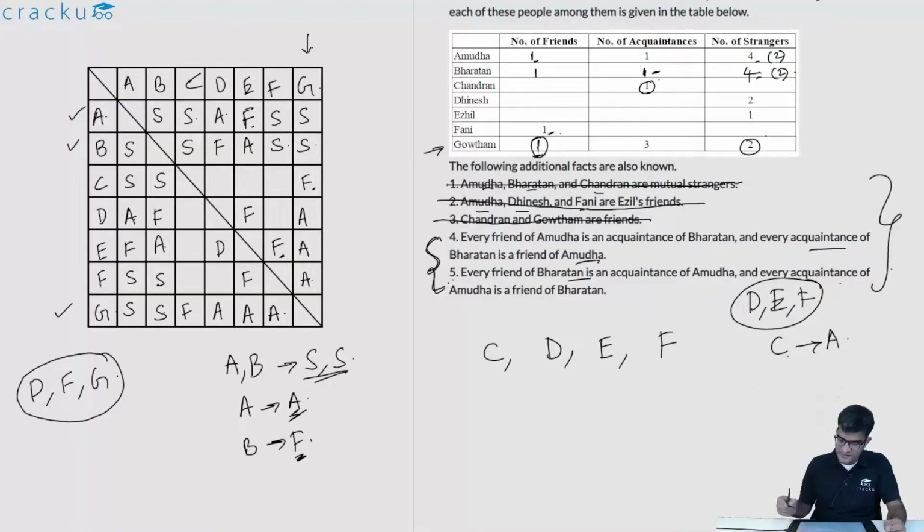We just don't know who that person is yet. Let us look at what is remaining for D, who is the next person, where we have identified 2 acquaintances and 2 friends of D. What do we know with respect to D? We know that he needs 2 strangers.